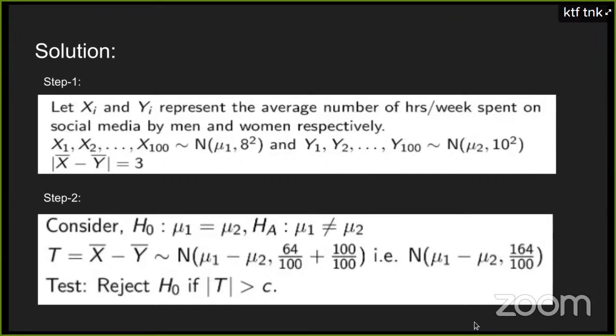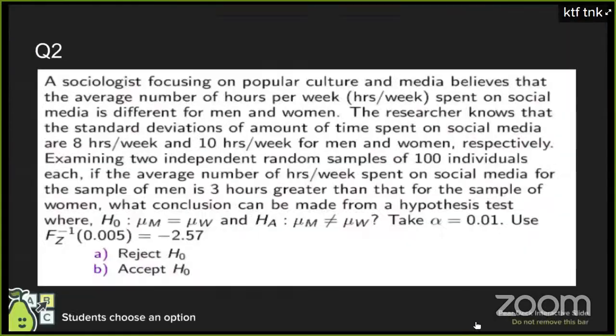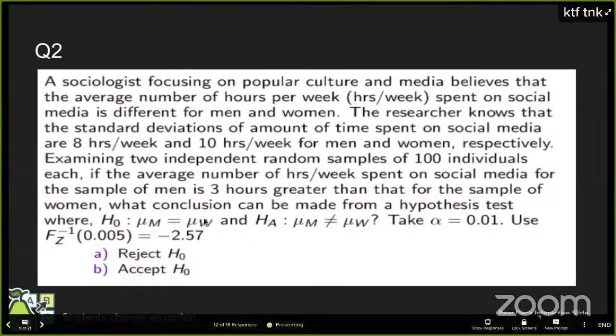So it belongs to normal distribution with mean mu1 minus mu2 and variance 164 by 100. Our test is: reject H naught if mod of T, that means mod of X bar minus Y bar, is greater than c. You are able to identify this, right? Because the sentence says: if the average number of hours per week spent on social media for the sample of men is 3 hours greater than that of the sample of women.